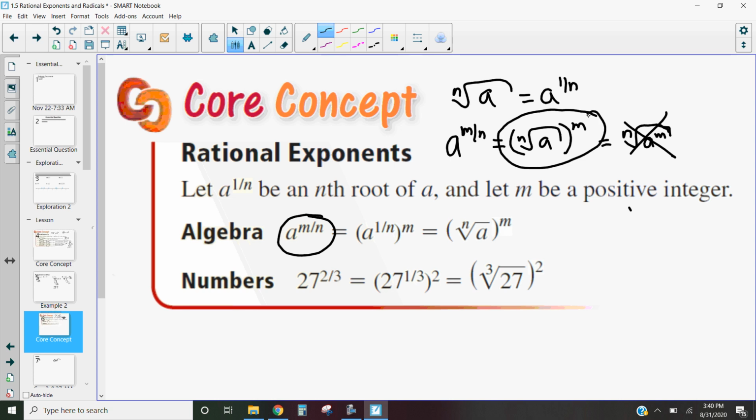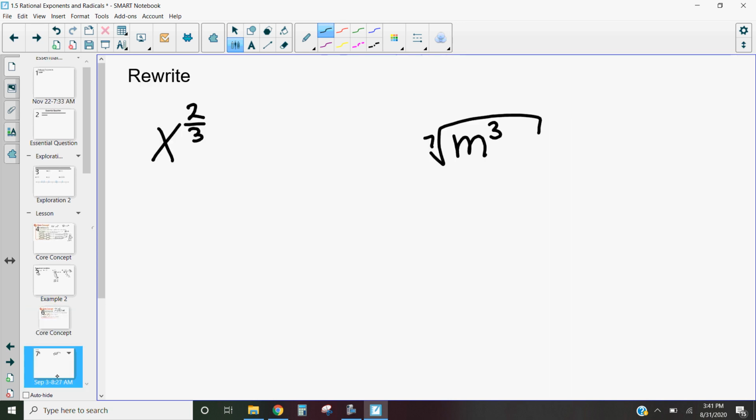The reason why is because this allows us to simplify that radical, just like we learned in the previous video. Simplify our radical and then put whatever that solution is to the power of m. So we're going to practice just rewriting these before we do anything else. So let's rewrite x to the 2/3. Now x to the 2/3, this bottom number here, that's going to be my nth root. And this top number here is what I'm going to put it to the power of. So here I am, I have a third root or a cubic root, and I'm going to put the cubic root of x, and I'm going to square it.